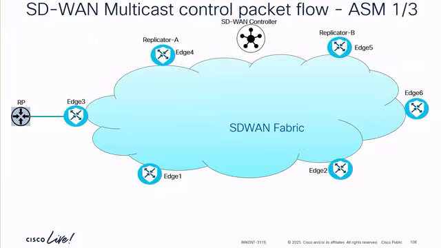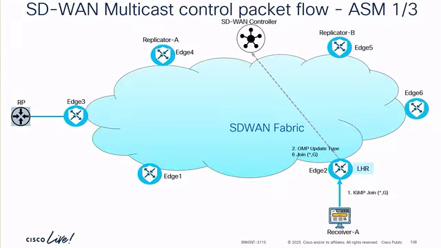So how does it happen? The IGMP receiver is interested, like I want to join that particular stream. It sends the IGMP packet. It reaches edge 2. Edge 2 receives the IGMP request and translates it into the OMP type 6, the shared tree message, like I want to join that particular stream. It sends that message to the SD-WAN controller. From the SD-WAN controller, that type 6 message is forwarded to the replicator.